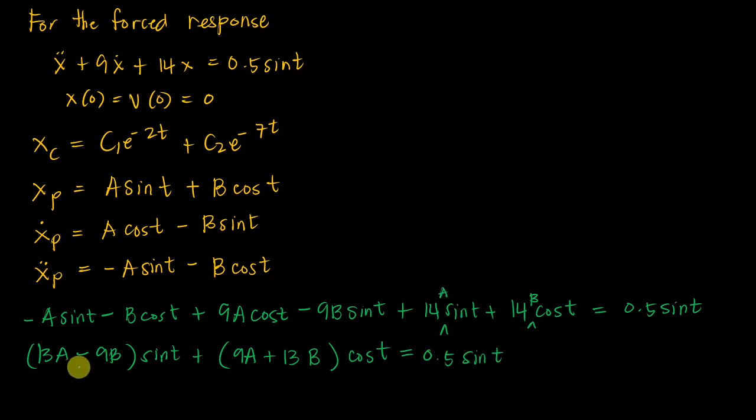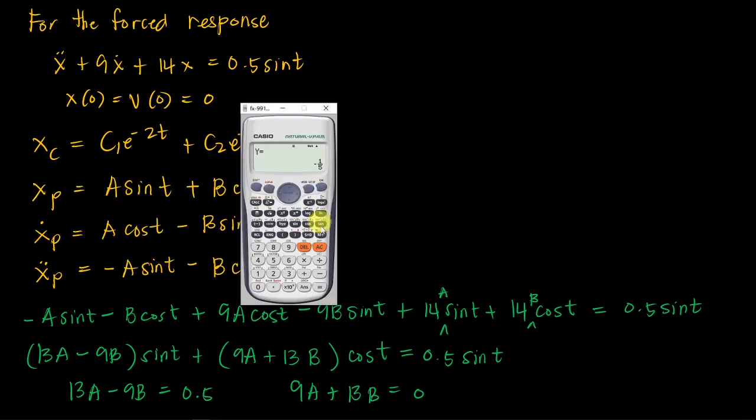sine t. We can now equate the coefficients. This 13a minus 9b must be equal to 0.5. Kasi siya yung coefficient ng sine term sa kabila, right? Next, itong 9a plus 13b should be equal to 0. Bakit? Kasi walang term dito na may cosine. Diba? Tapos, two equations, two unknowns ulit. Palitan lang natin to, magiging 13, tapos negative 9, and 0.5.